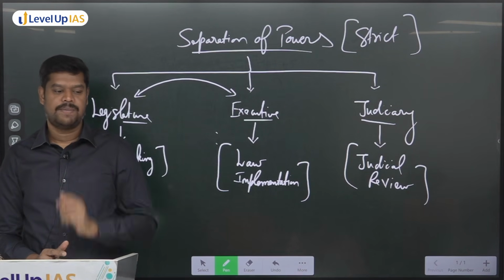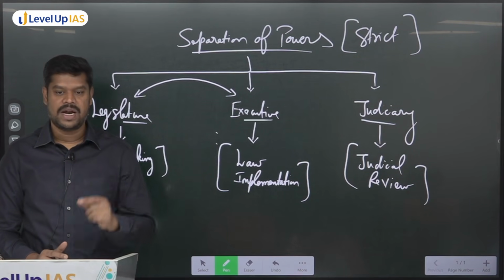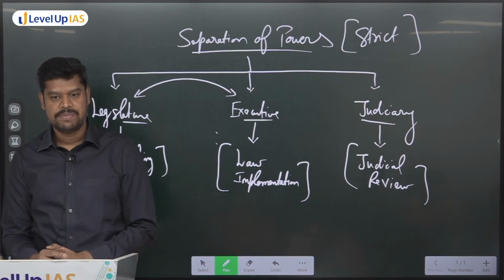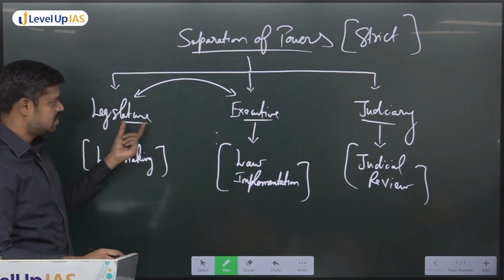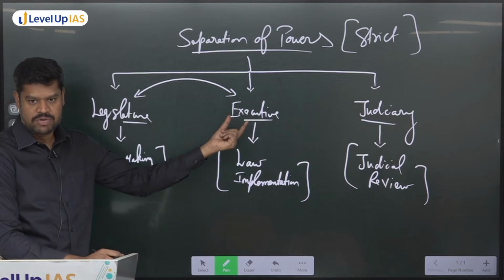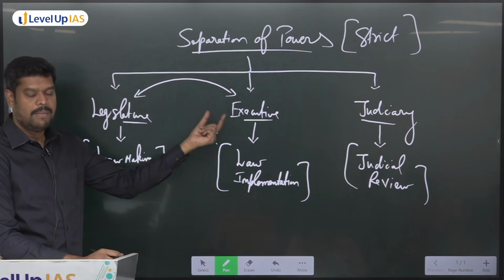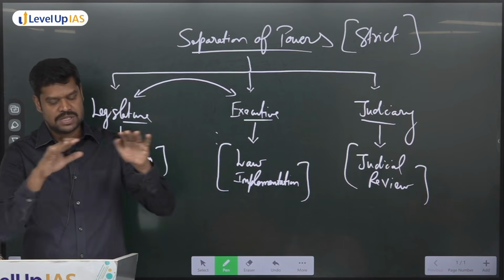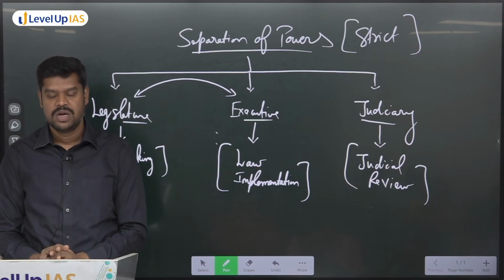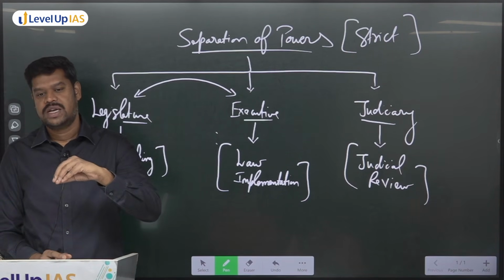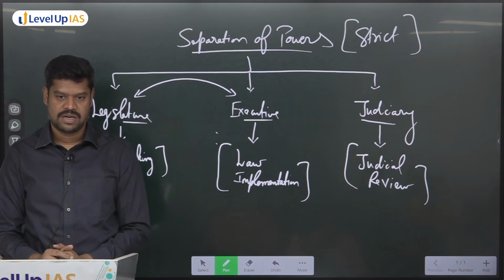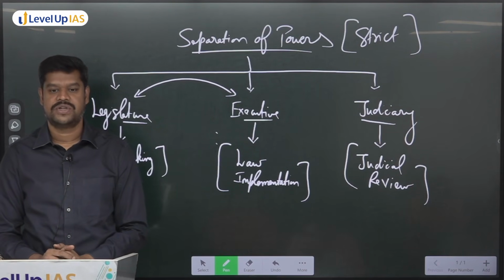But because India is a parliamentary democracy, in a parliamentary democracy there is some element of overlap between whom? There is some element of overlap between the legislature and the executive. I hope you understand where there is an overlap. You all understood? So therefore, to make sure that this principle of separation of powers works well, the Constitution of India relies more on what is called the principle of checks and balances rather than the principle of separation of powers.